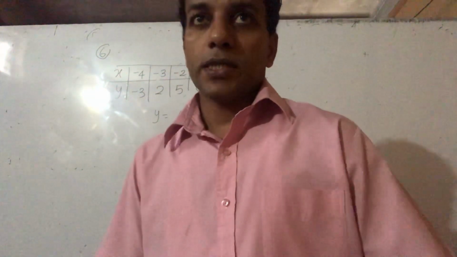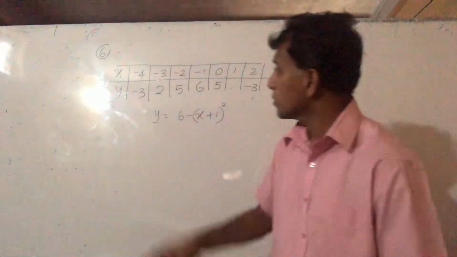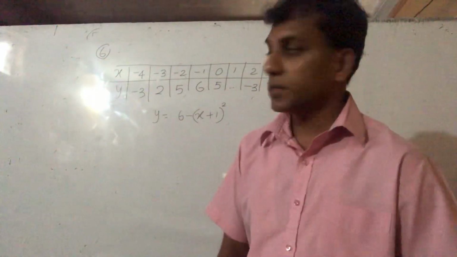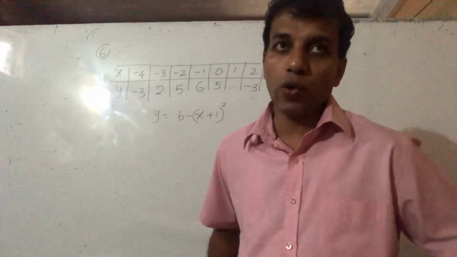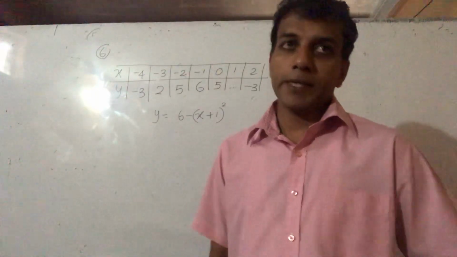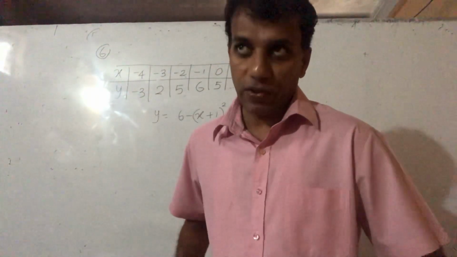Okay, right. Next, my question number 6. y equals 6 minus (x plus 1) all squared. In graph problem number 6, I have already released 6 videos.